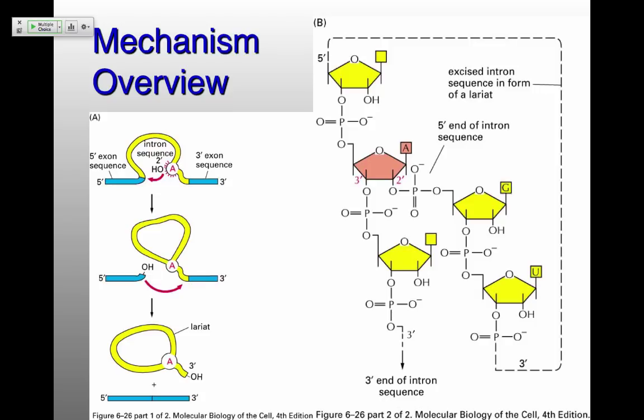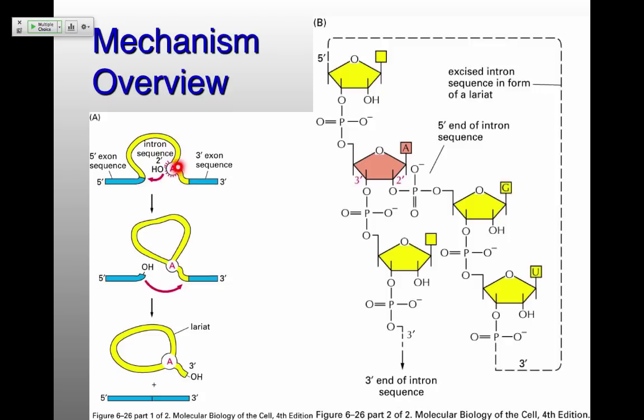So you have now, unfortunately, they keep changing colors on us here, blue exon sequences and yellow intron sequences. Your 5' exon is going to have a 3' OH at the end, and then a 5' phosphate that's part of your intron, 3' exon, 5' phosphate, etc. That will be the 3' end of your intron.